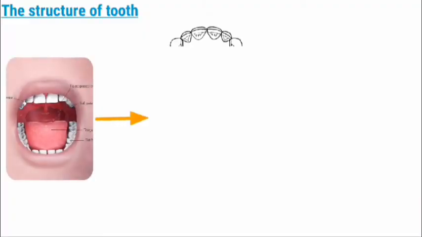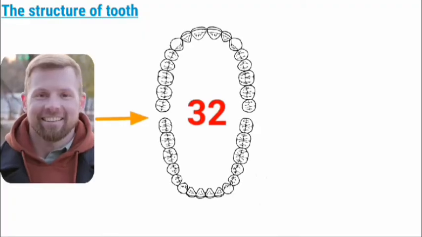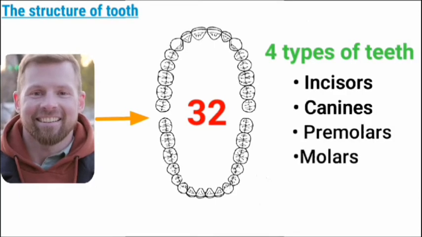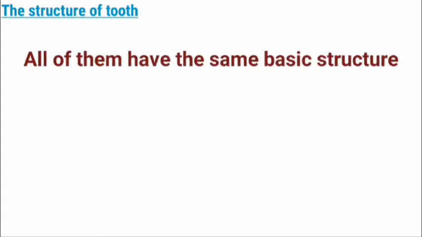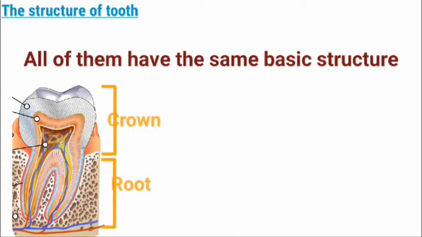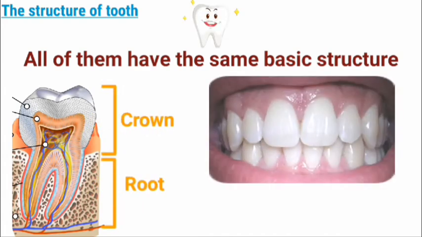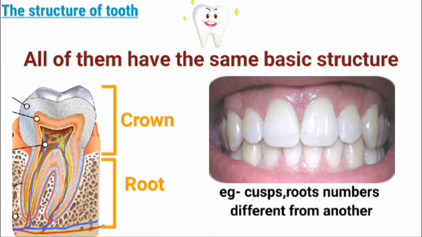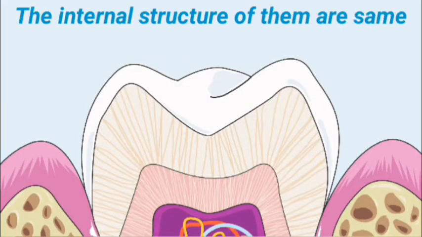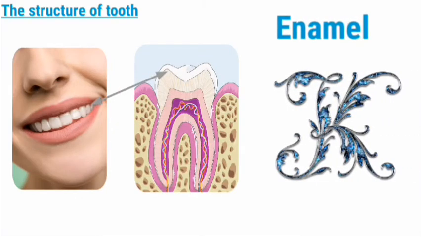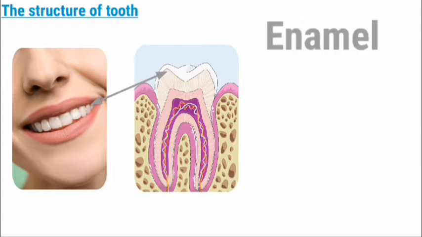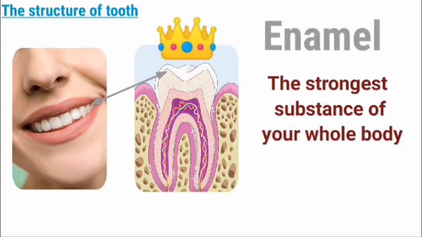We have a total of 32 teeth in our mouth as an adult, with 4 types of teeth, namely incisors, canines, premolars, and molars. But all of them have the same basic structure consisting of the crown and the root. Though their morphology may vary, like cusps or root numbers, their internal structure is pretty much the same, composed of 3 layers. The outermost white layer is called the enamel. No, not the enamel used in jewelry, but your tooth enamel, which is the strongest substance in your whole body.